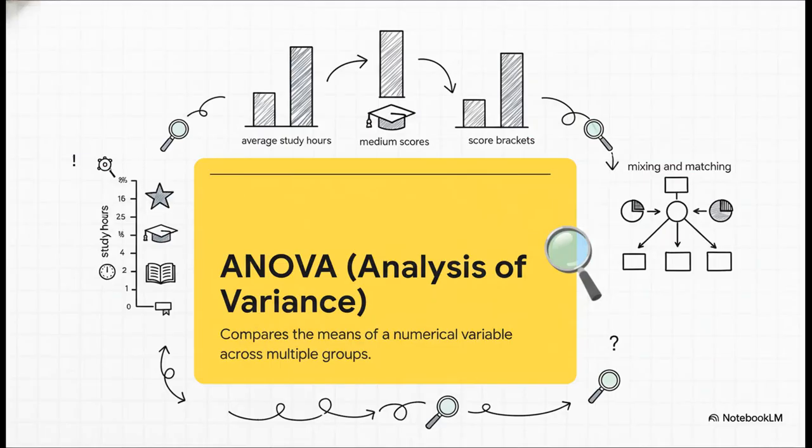And for our last detective tool, we've got ANOVA. This one lets us ask a really cool question. What if we want to see if a number, like study hours, changes across different categories, like our score brackets? ANOVA is built for exactly that. It tells us if the average study hours are meaningfully different from one group to the next.